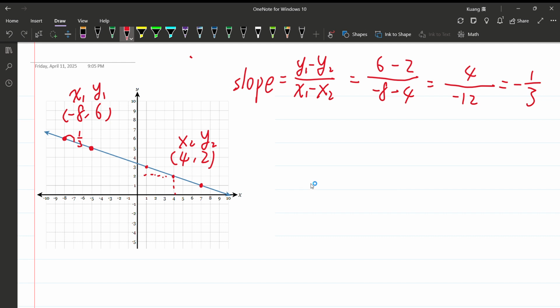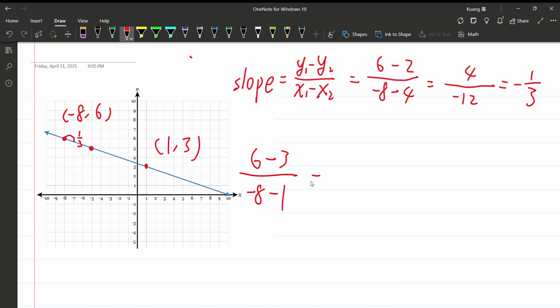Okay. You can choose any point, any point. So let me change a point. Maybe I choose this one, right? I do it quickly. That'll be 1, 3. Okay. So the slope again, I can use 6 minus 3 divided by what? Divided by -8 minus 1. So that will be 3 over -9. So the slope is the same. So you can choose any point on the graph to find the slope. Okay, that will be the first one.